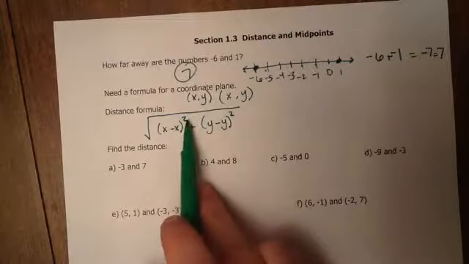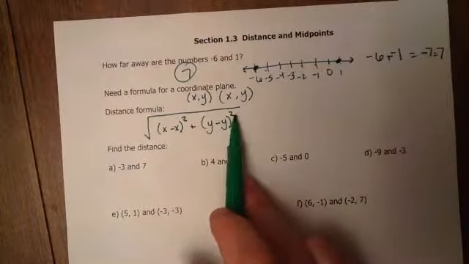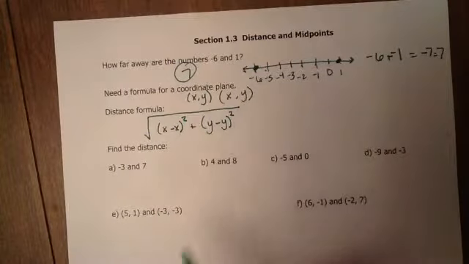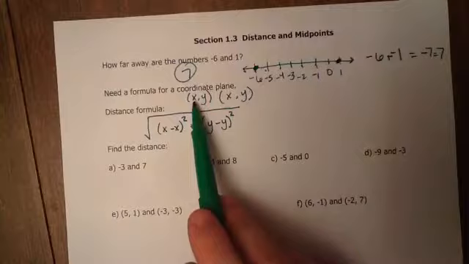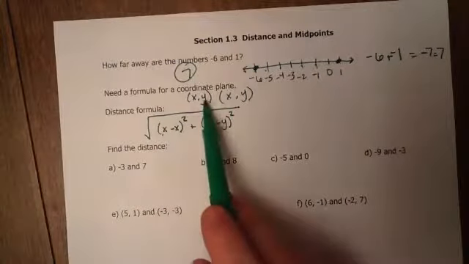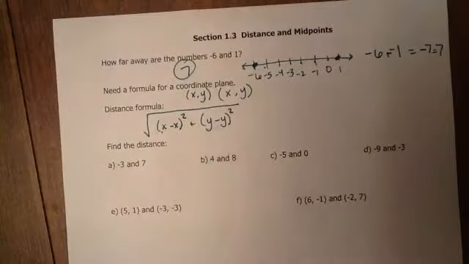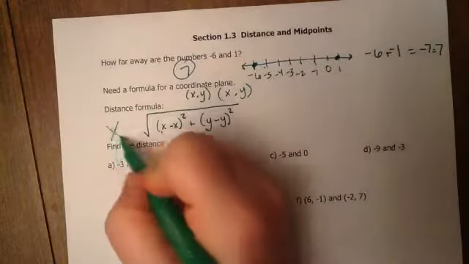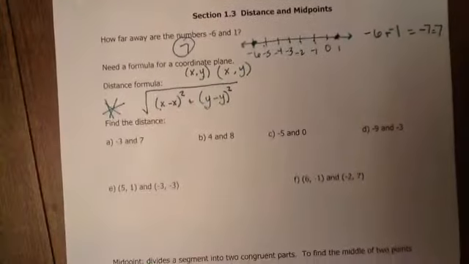Subtract the x's squared, plus subtract the y's, square it, take the square root of the whole thing. Now it's really important, whichever x comes first, its matching y must come first. It doesn't matter which one comes first, except the y has to match. So this is really important. You're going to need to know this distance formula and how to use it.